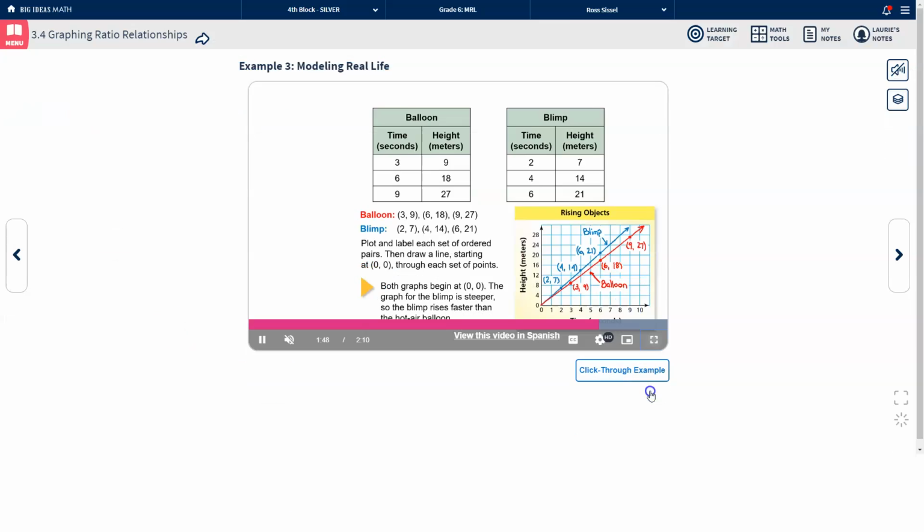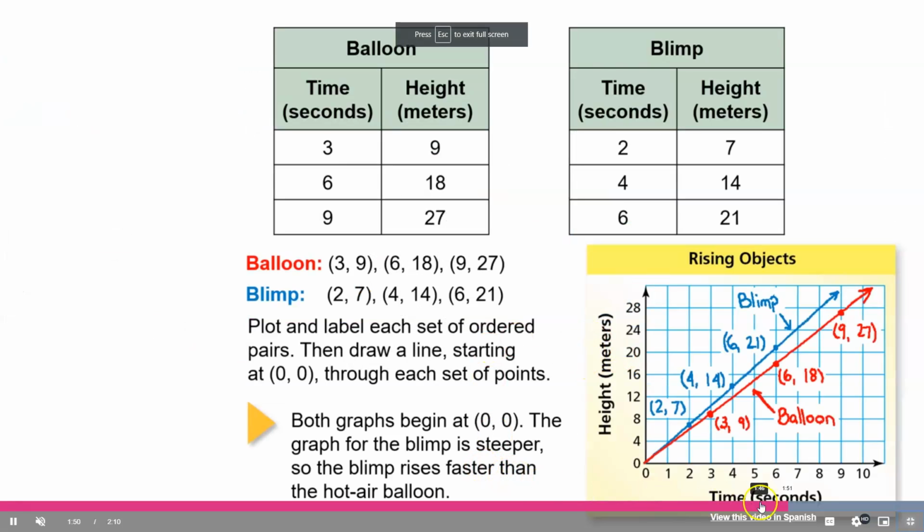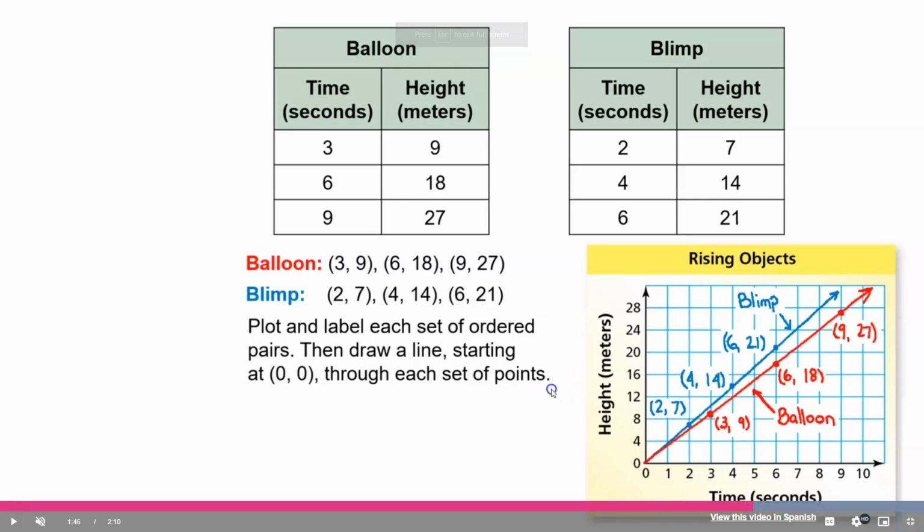Alright, looking at our graph, I let it go just a little too long. I want to back it up so you can't see the answer. Okay, there are the lines they drew. Which one rises faster? Looking at just our graph now. Patrick? The blimp. Here's height, and the blue line is above the red. The blimp is the one that is rising faster.